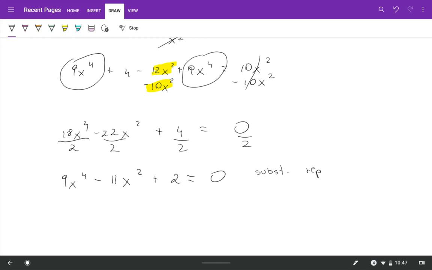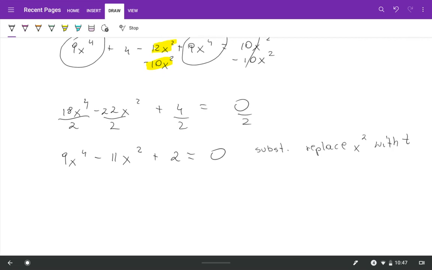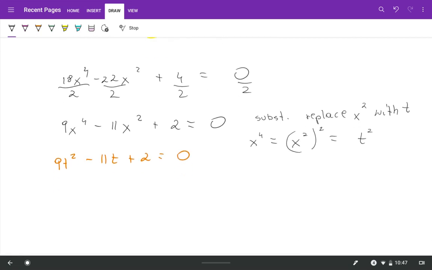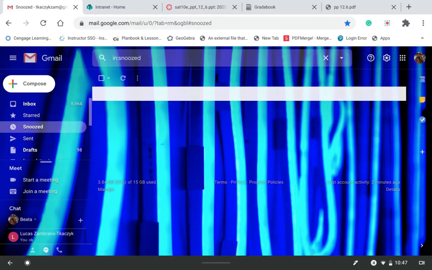We replace always the middle one, which is x squared, with t. So again, x to the power of 4 is the same as x squared squared, so that will become your t squared. So we're building an equivalent equation, which will be 9t squared minus 11t plus 2 equals 0. Let's see if we can, just give me a second, I will double check if that can be factored, or if not, we'll just move straight to the quadratic formula.